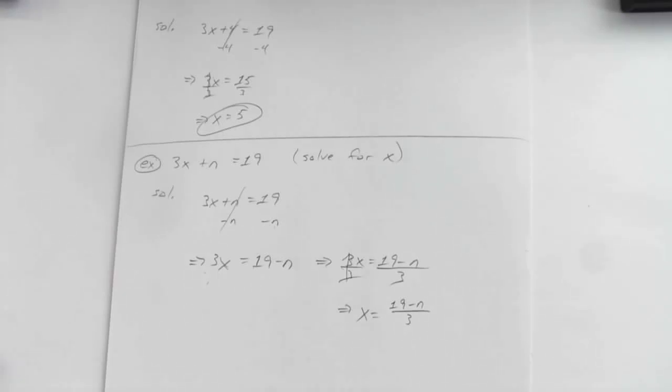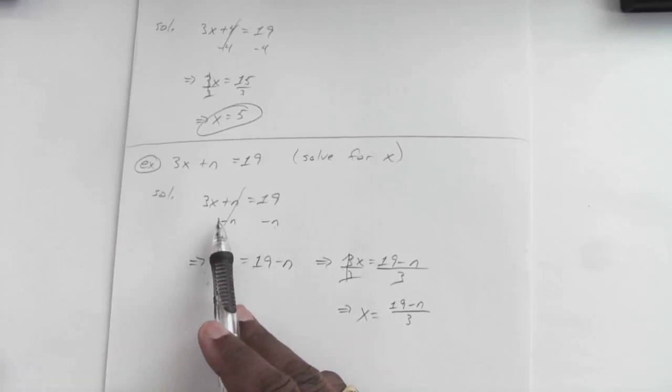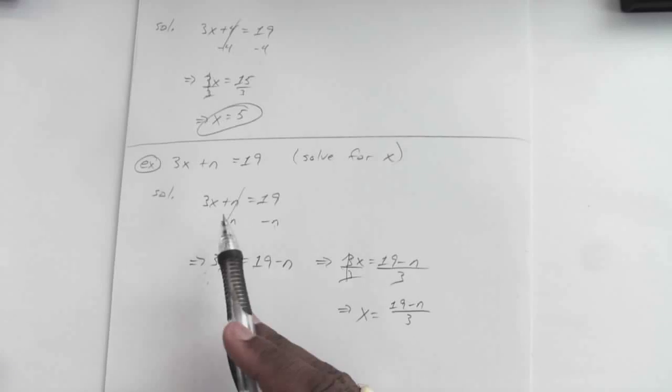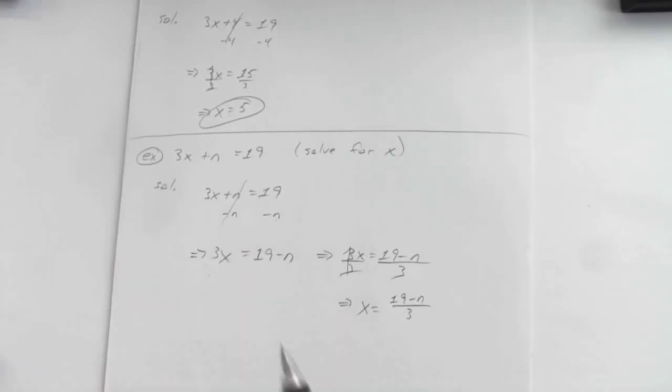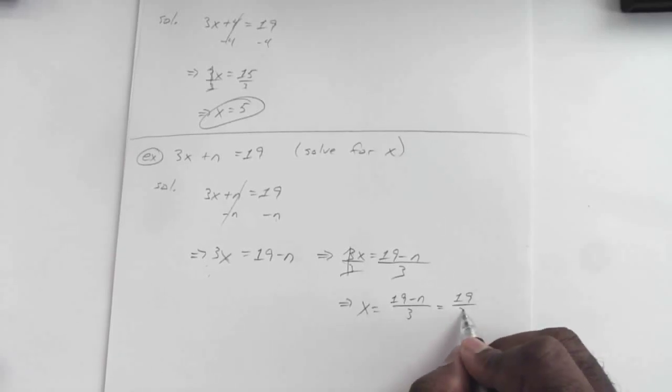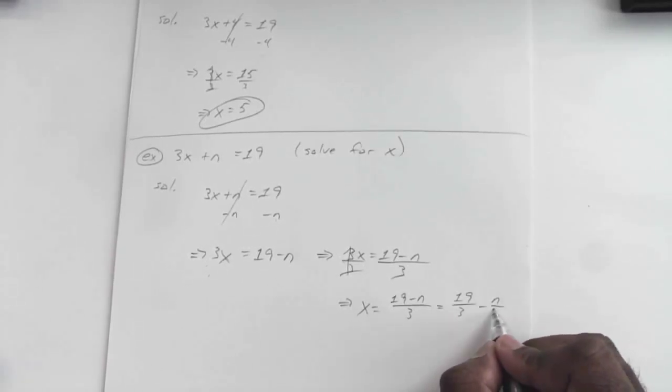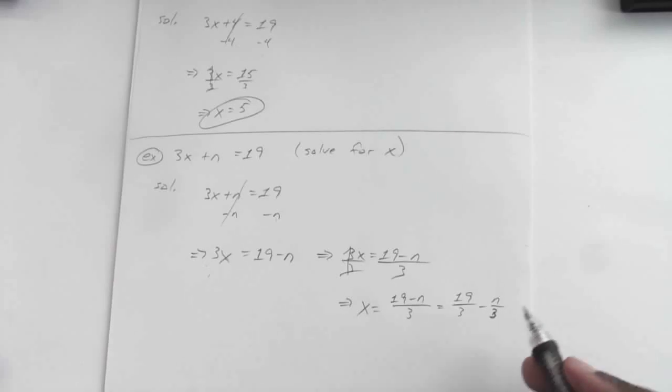Yes? I was about to say, what happens if you divide by 3 before you minus the n? Oh, before you minus the n? Well, you couldn't do that because you could only divide that. Well, you could do it for both sides, and I'll show you in a second. Let me see. So that gives you 19 over 3 minus n over 3. Okay, so either one of those.